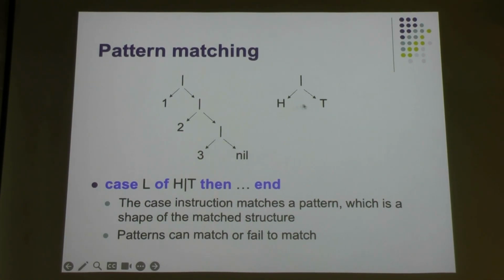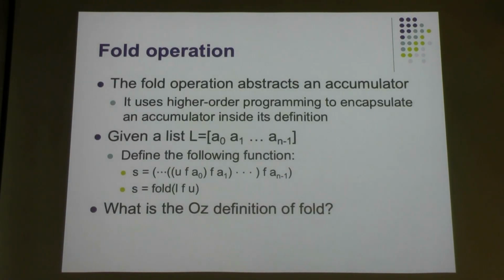But it might not match. If I match this with nil, for example, it will not match because nil does not match with the vertical bar. Okay? And now, because now we're talking about lists, let me show an important operation. So I showed already map as introduction, but now we go a little bit farther. Let me show you the fold operation, because it's a very important operation.